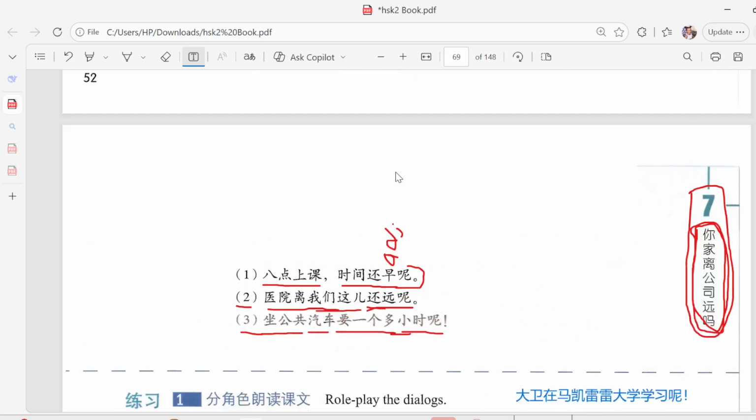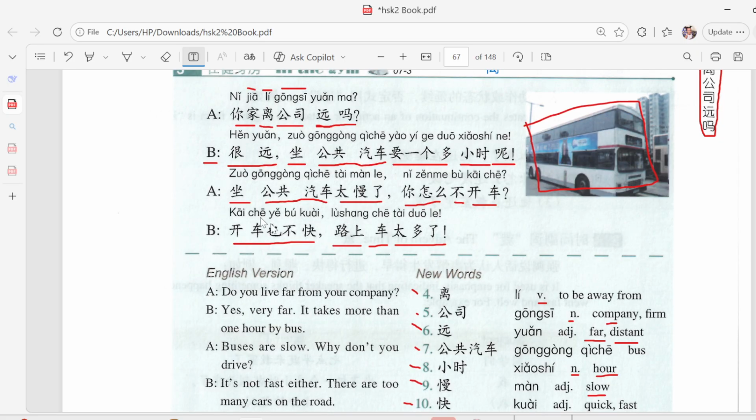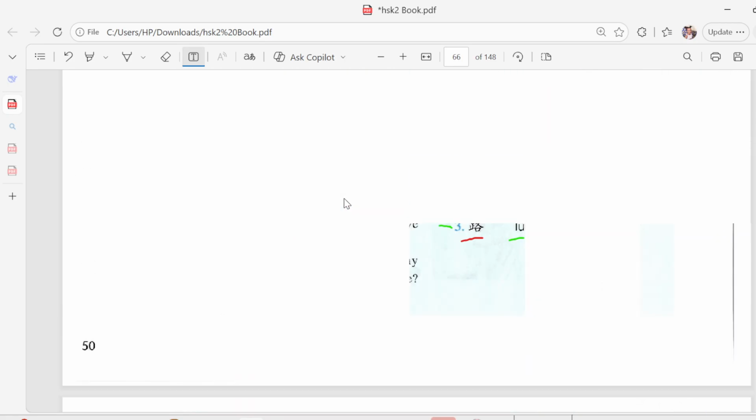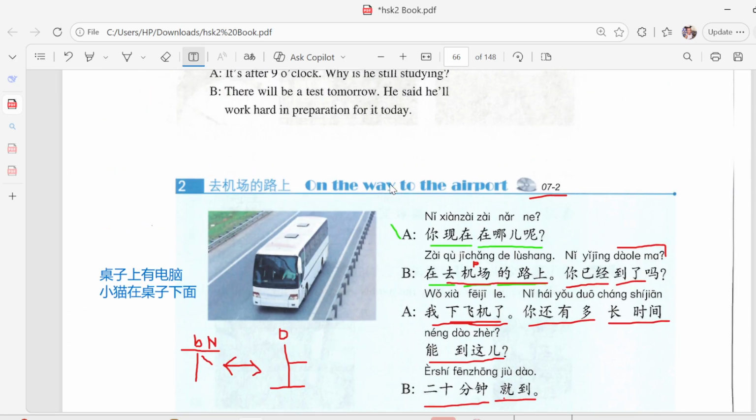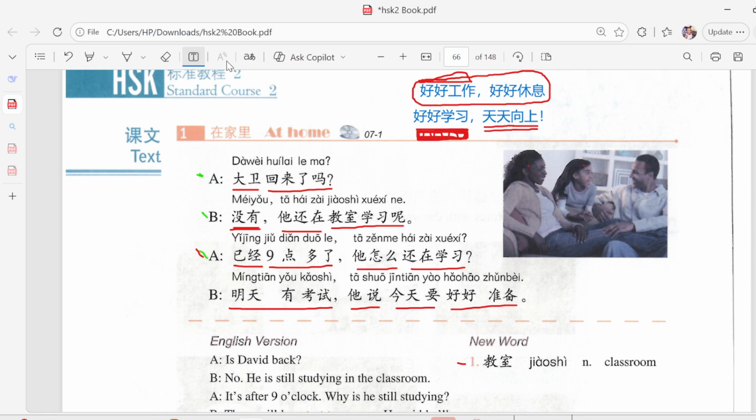Okay, so now let me give you a secret. If you're answering this question and you want to know how to answer based on the dialogue, just go back to the dialogue. Very simple. There are not many, and it takes a few minutes. You'll be surprised that it's not that hard. Homework will take you not more than 5 minutes to answer, at least 1 minute for every question. Now, look at this dialogue right here. What does it say? Did David come back? Don't spend your time on this. Just look at 没有，他还在教室学习呢。还在, still, continuation of an action.